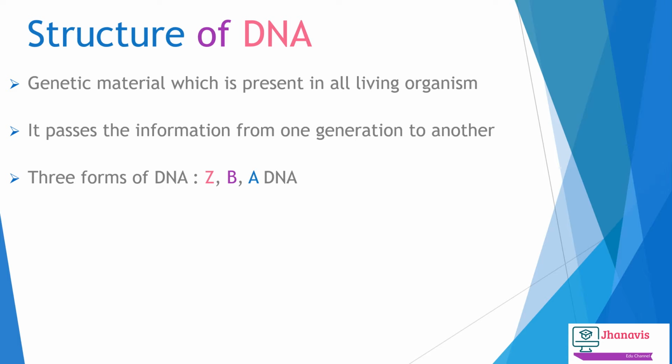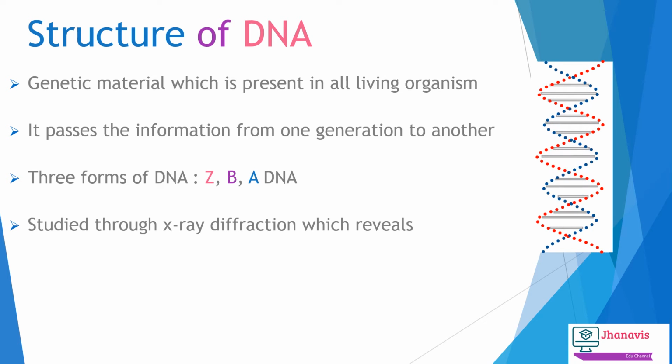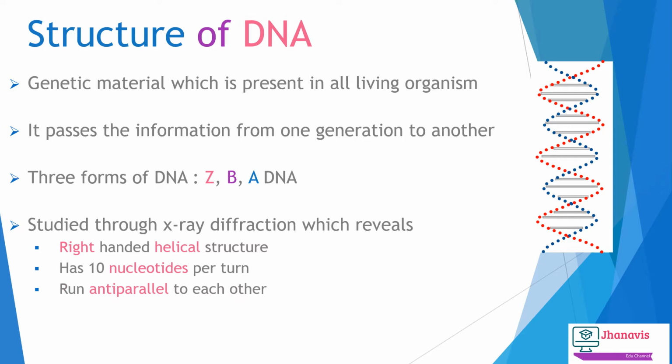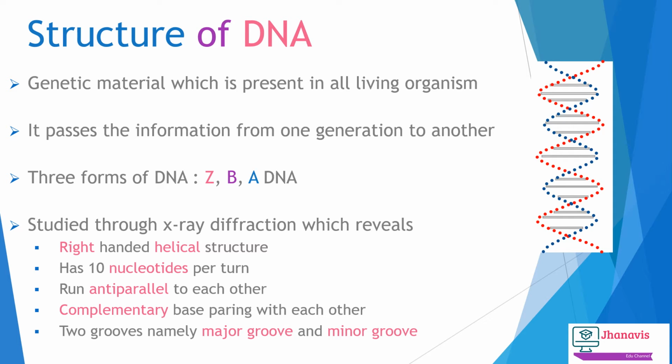The B-DNA has a right-handed helical structure. It has 10 nucleotides per turn and anti-parallel strands. Anti-parallel means one strand will run from 5' to 3' end, whereas the other strand will run from 3' to 5' end. They have complementary base pairing, that means the two strands have complementary base pairing with each other. There are two types of grooves present in the DNA, the major groove and the minor groove.